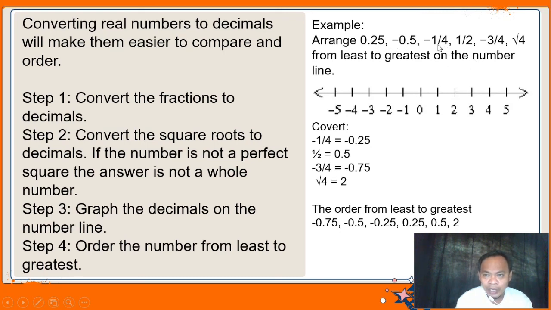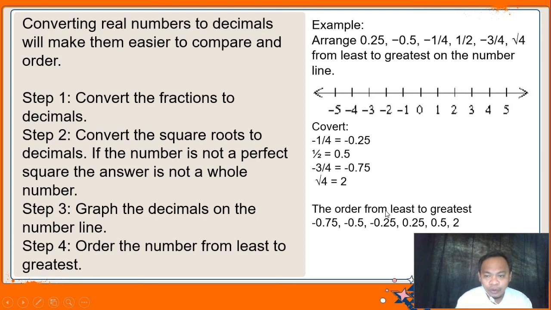So since meron po tayong fraction at saka square root, i-convert po natin sila into decimal. So ang ating negative 1/4 is equivalent to negative 0.25. At saka ang ating 1/2 ay equivalent to 0.5. Ang ating negative 3/4 is equivalent to negative 0.75. At saka ang ating square root of 4 is a perfect square. So therefore ang ating result is 2.